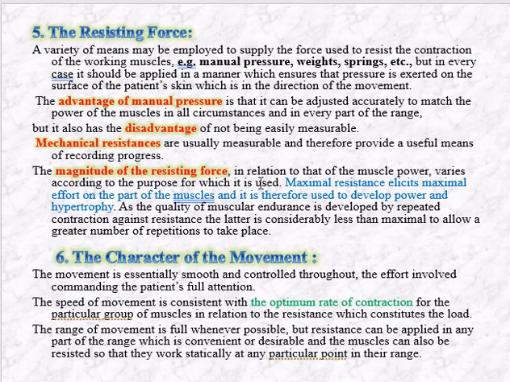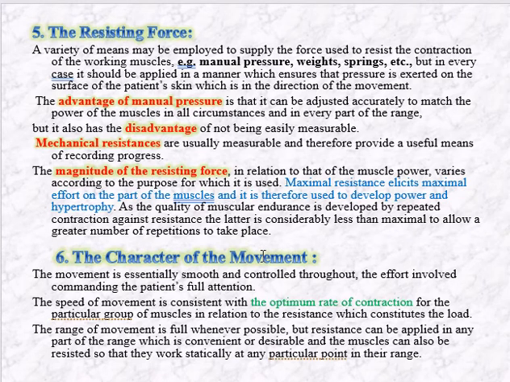The magnitude of the resisting force in relation to that of muscle power varies according to the purpose for which it is chosen. Maximum resistance elicits maximum effort on the part of the muscle and is therefore used to develop power and hypertrophy. As the quality of muscle endurance is developed by repeated contraction against resistance, the resistance is considerably less than maximal to allow a greater number of repetitions to take place.